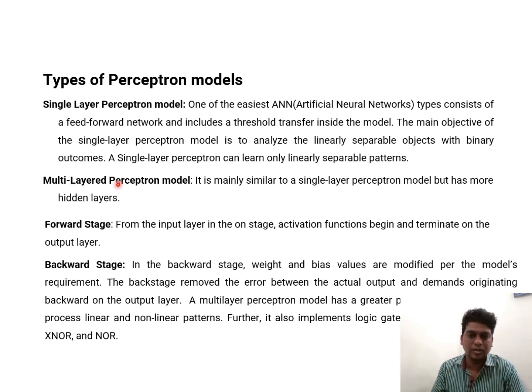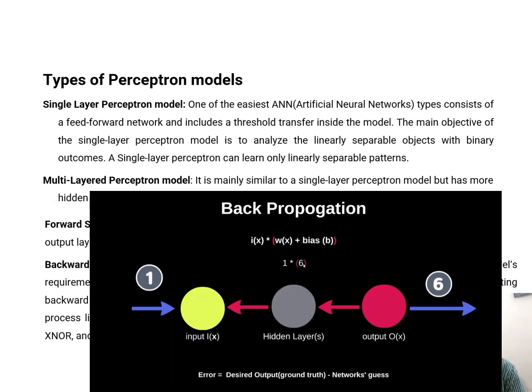But here it is similar to the previous single layer perceptron, but it contains more hidden layers. So the forward stage is from input to hidden layer and to output. In the third stage we calculate the error function. After that we move from right to left, which means from the output layer to the hidden layer, adjusting the weights, and then to the input layer.